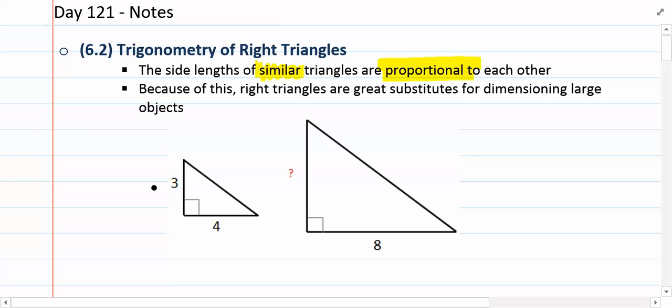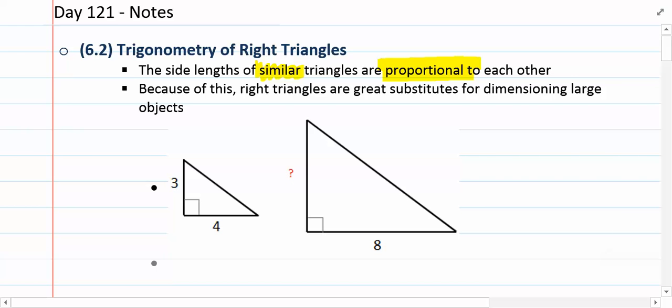For example, if I have a picture of a building that I need to identify the height of, and I knew that the height of that building in this picture was 3 units tall and there was a particular length along the ground that was 4 units wide, so in this picture it was 3 units tall and 4 units wide. If I go to the real world and measure along the base of that object to be 8 units wide, I could then identify the missing length, the height of that real object.